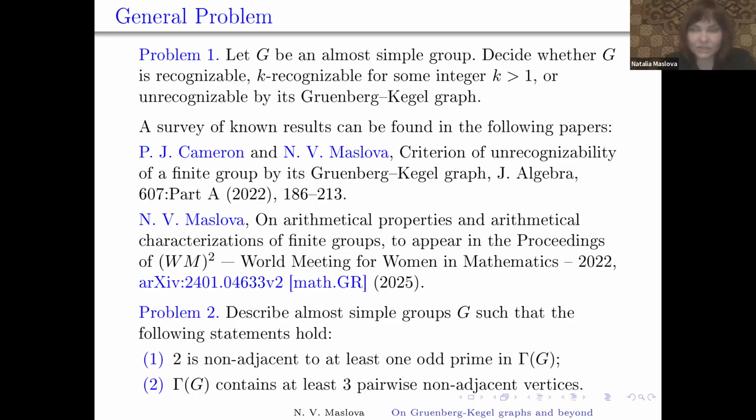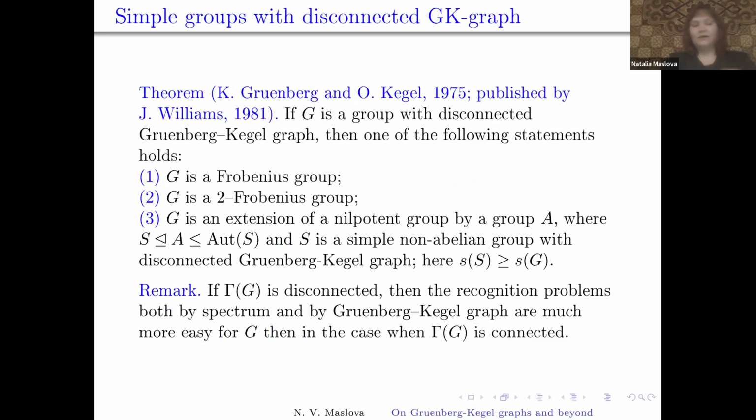And one more associated problem to problem 1. Describe almost simple groups such that in the Gruenberg-Kegel graphs of these groups, 2 is non-adjacent to at least 1 odd prime, and the graph contains at least 3 pairwise non-adjacent vertices. The recognition problem is much easier for the case when the graph of a group is disconnected due to the Gruenberg-Kegel theorem.